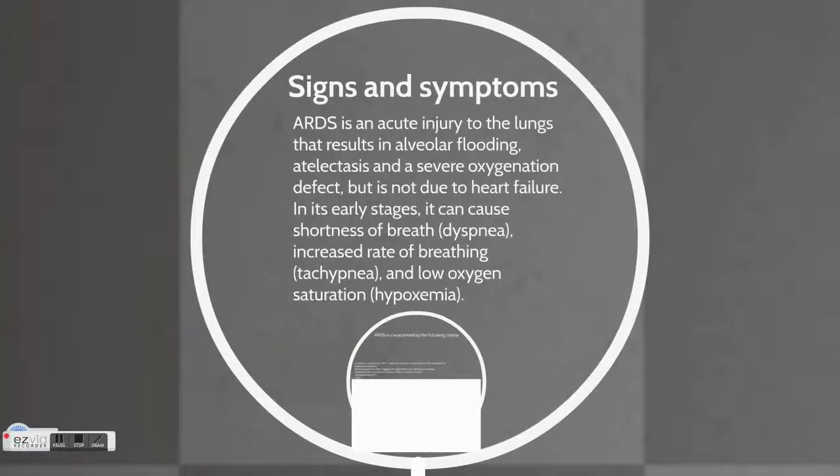Signs and symptoms. ARDS is an acute injury to the lungs that results in alveolar flooding, atelectasis, and severe oxygenation defect, but it is not due to heart failure. In its early stages, it can cause shortness of breath, dyspnea, increased rate of breathing, tachypnea, and low oxygen saturation or hypoxemia.